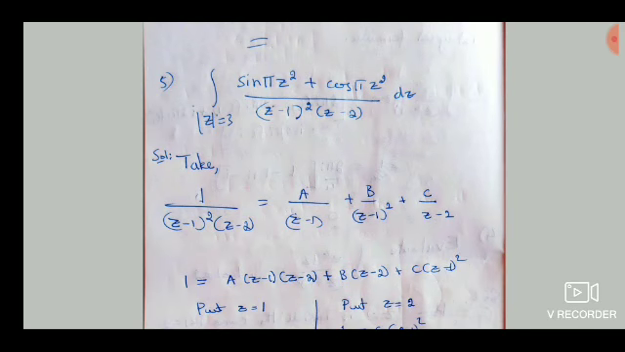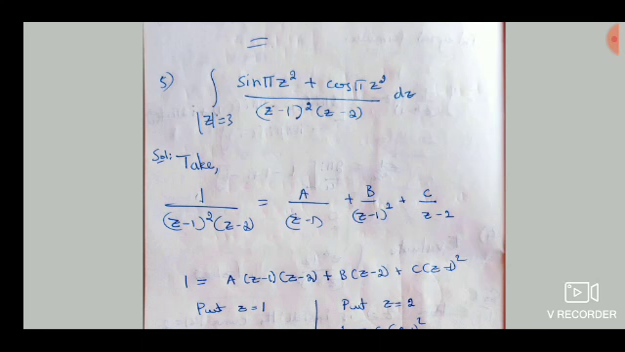Next problem, fifth one: integration along the curve modulus of z is equal to 3. Sometimes they won't give separately what the curve is, they'll just substitute it in the equation itself. But you have to understand this is a curve, this is just a circle with radius 3 centered at 0. And what is the function? Sin pi z square. This is not sin square pi z, that is different from sin pi z square, remember that, plus cos pi z square divided by z minus 1 whole square into z minus 2 dz.